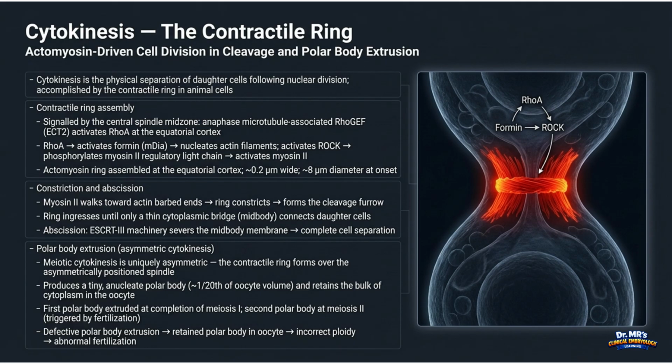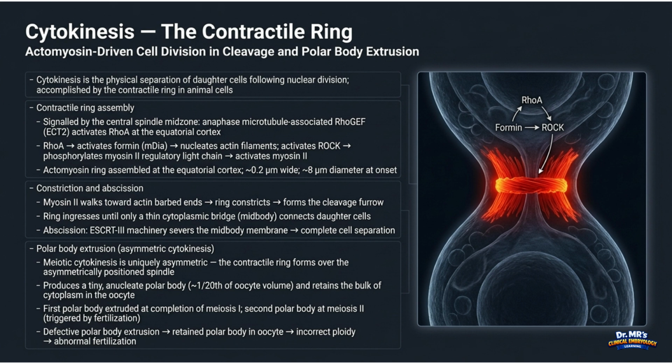As the myosin motors begin to walk furiously along the actin filaments, they generate intense sliding force. The ring physically constricts, like pulling a purse string incredibly tight, dragging the plasma membrane inward to form the cleavage furrow. It pulls and pulls, invaginating the membrane until there is only a microscopic, dense bridge of cytoplasm left connecting the two new cells. This bridge is called the midbody.